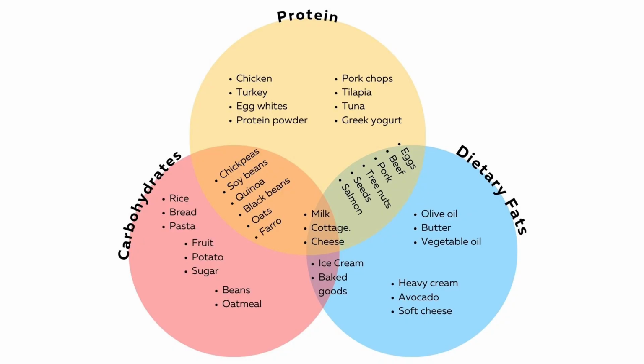To help us understand this idea of what macros are in specific foods, I have created this 3-part Venn diagram where we have a circle for carbohydrates, we have a circle for dietary fats, and we have a circle for dietary protein. And within each circle, you can see there are food items that are most associated with that food group. But then you can also see where there are portions where there is a blend between the two, where they might have more than one macronutrient in there.